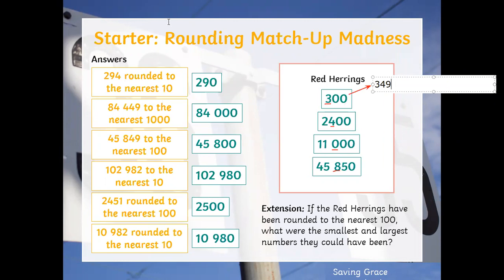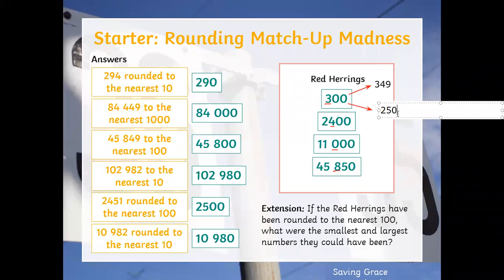That's the largest value it could have been to get to 300. The smallest value it could have been, to round to the nearest 100, you go a step lower, and that is 250. If we round 250 to the nearest 100, it will become 300. If you round 349 to the nearest 100, it would have become 300. Okay, I can do one more.